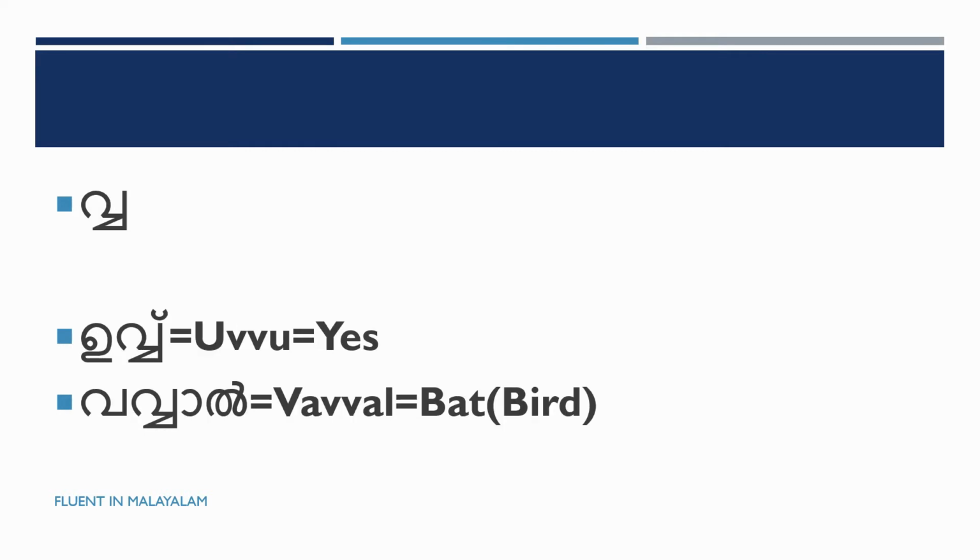Va is the compounded letter of the letter va. The example words are over. Again, it's kind of a colloquial word. Usually you will not hear it in every part of Kerala, but in some parts, yes, they do use this very often. So, over means yes. Next is Vawal. Vawal means bat, bat as in the bird.